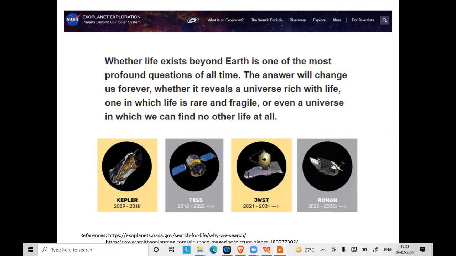So as it is stated, whether life exists beyond Earth is one of the most profound questions of all time. The answer will change us forever, whether it reveals a universe rich with life, one in which life is rare and fragile, or even a universe in which we can find no other life at all. So both outcomes will be very interesting.